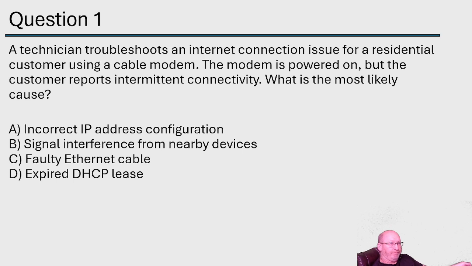Number one, a technician troubleshoots an internet connection issue for a residential customer using a cable modem. The modem is powered on, but the customer reports intermittent connectivity. What is the most likely cause? What is the most likely cause of that intermittent connection in a residential environment?